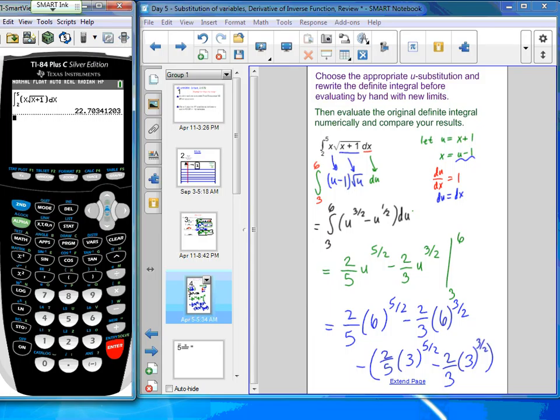Now let's go ahead and numerically evaluate our rewritten u expression giving change of limits. So we'll do math 9, and we're going to do 3 to 6. Our rewritten expression was quantity u minus 1, so that'll be quantity x minus 1, times square root of u, so that'll be square root of x. And let's compare these values. Woohoo! 22.703. So we've successfully done a change of limits.